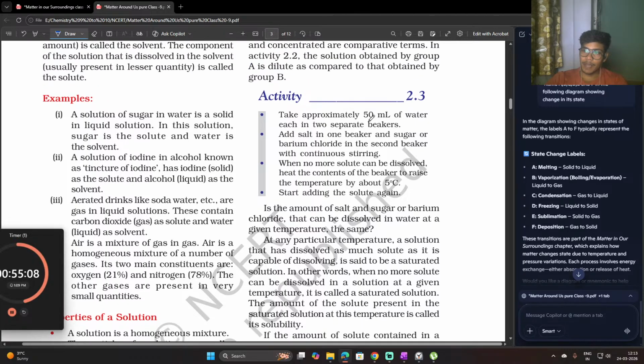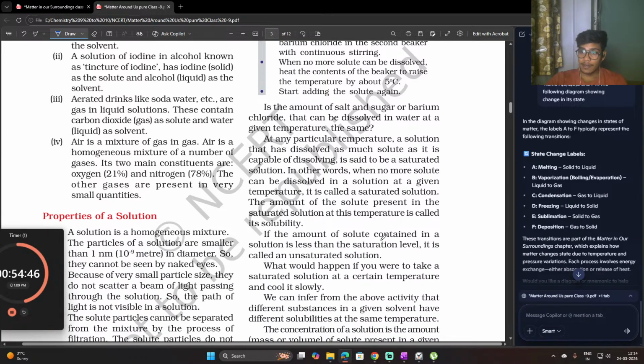Activity 2.3: take approximately 50 ml of water each in separate beakers. Add salt in one beaker and sugar or barium chloride in the second beaker with continuous stirring. When no more solute can be dissolved, heat the contents of the beaker to raise the temperature by 5 degrees C. Start adding the solute again. Is the amount of salt, sugar or barium chloride that can be dissolved in water at a given temperature the same?